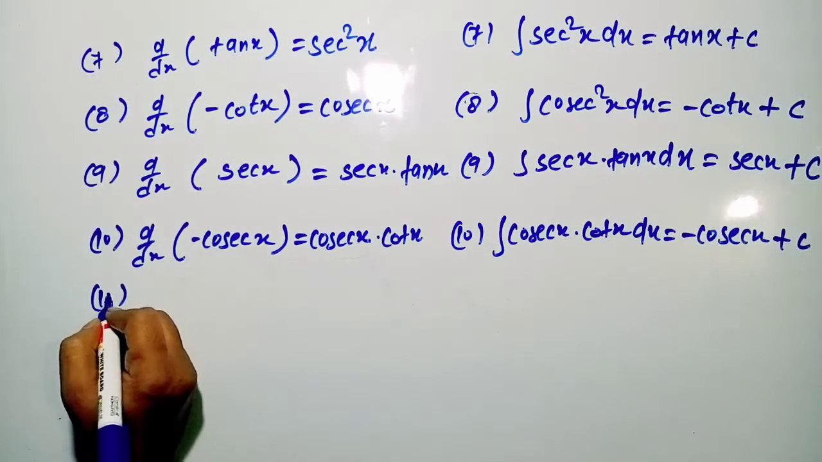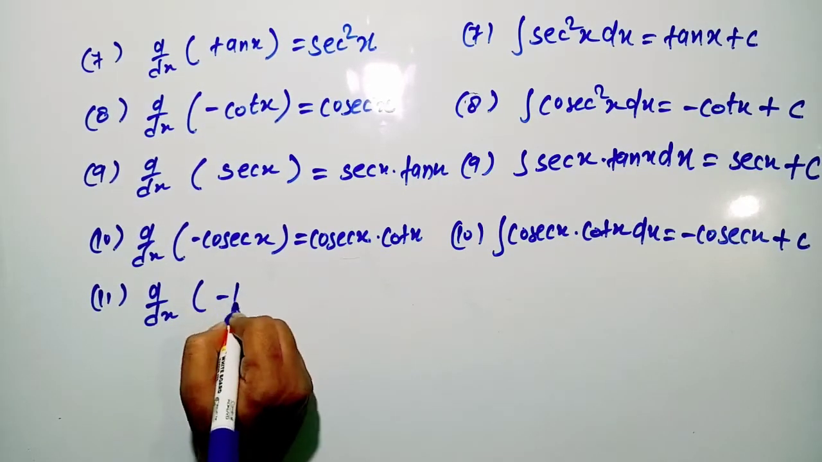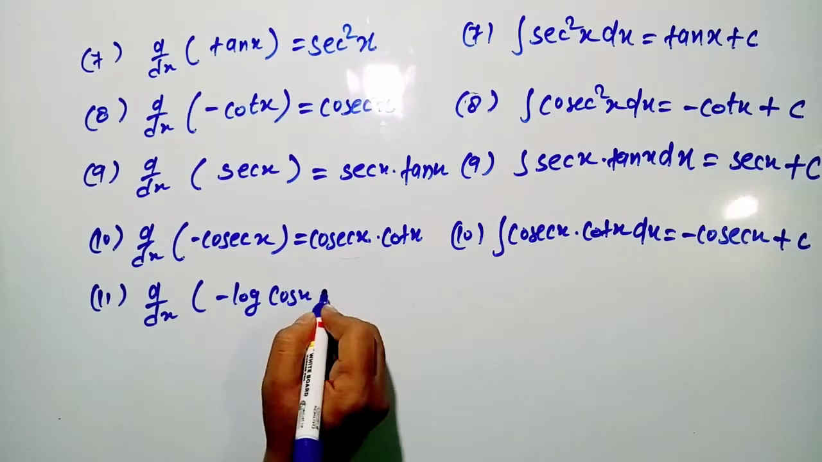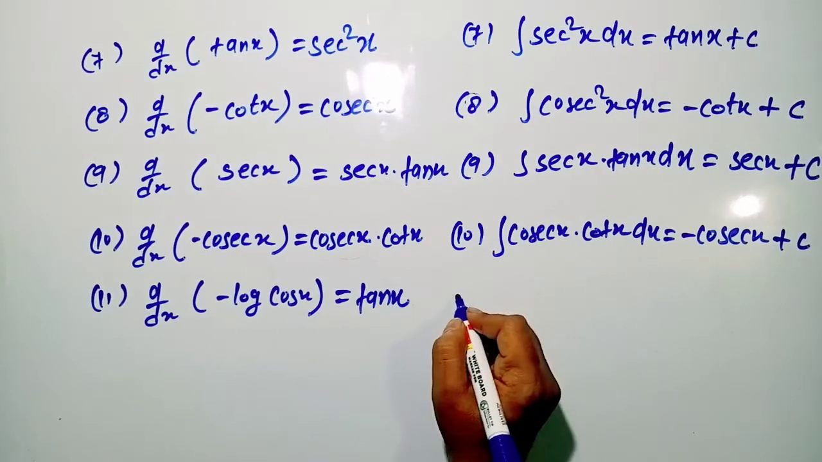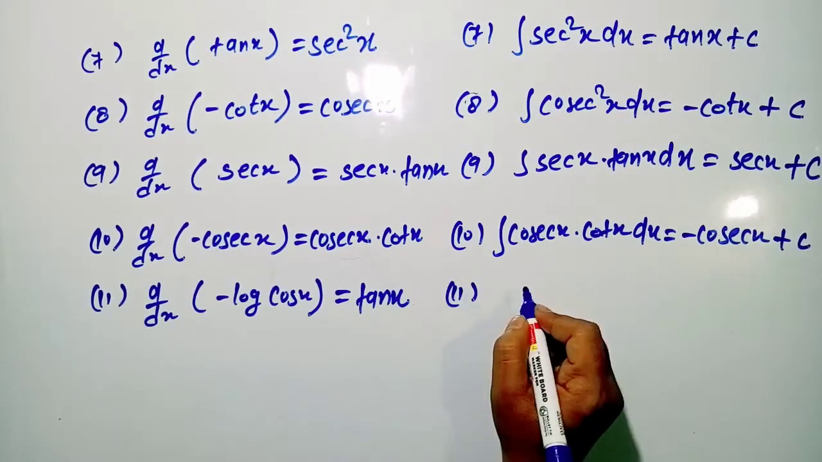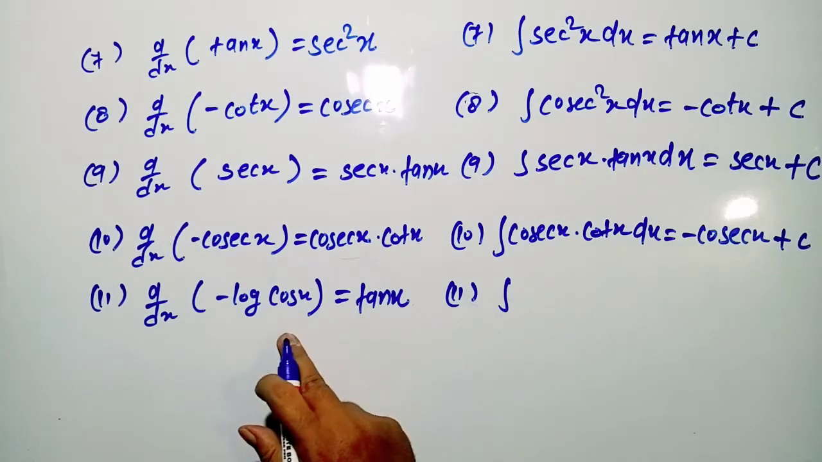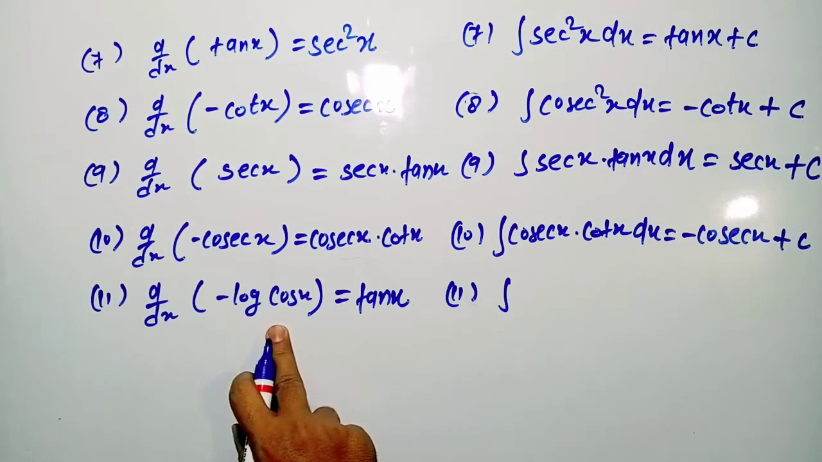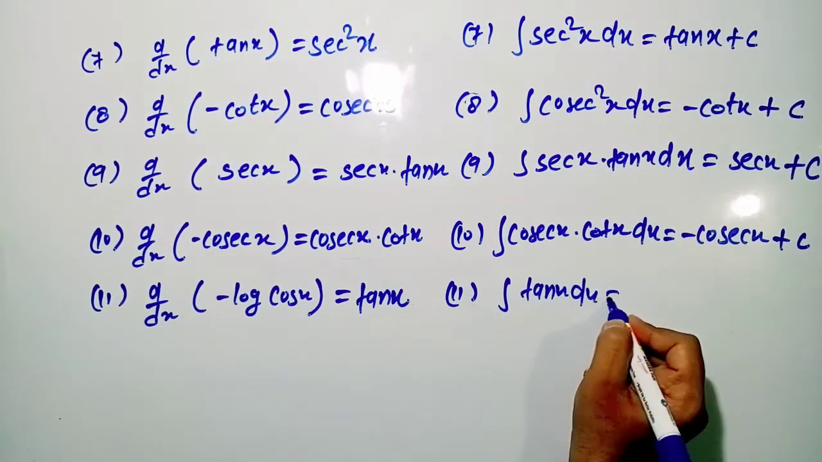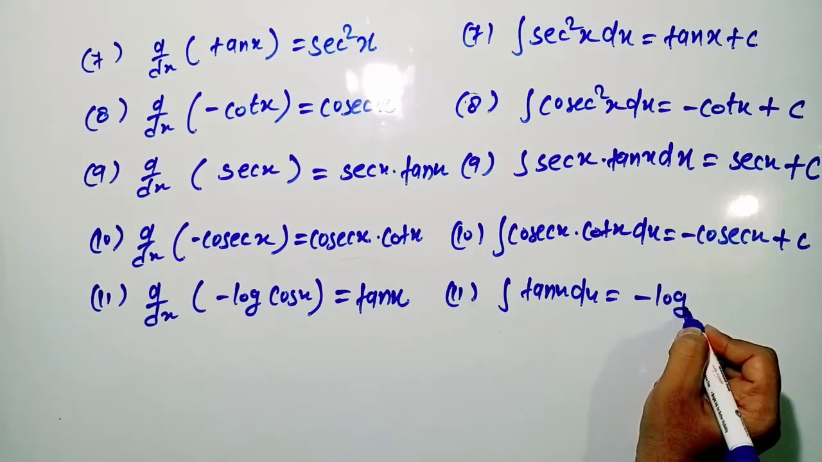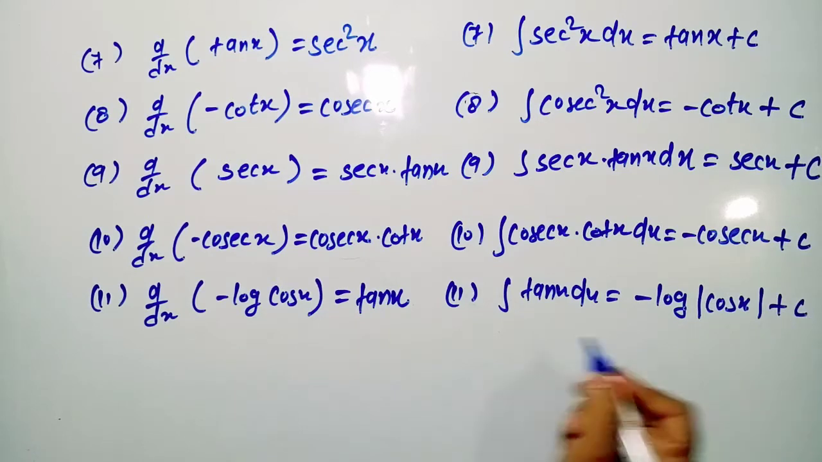Number 11, differentiation of minus log cos x is equal to tan x, and the integration of tan x will be equal to minus log modulus cos x plus c.